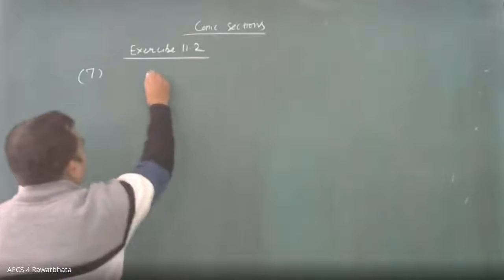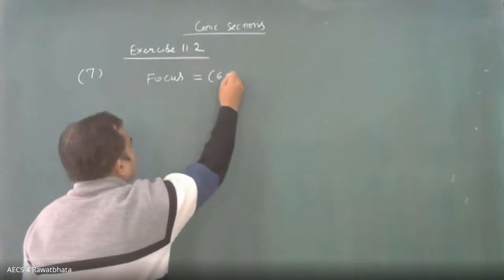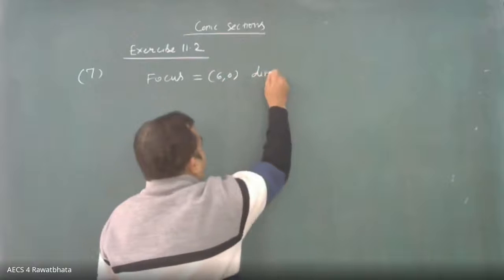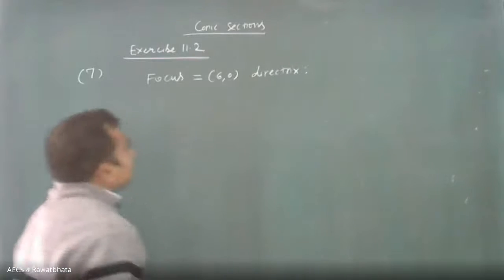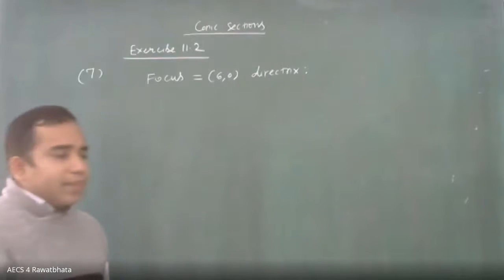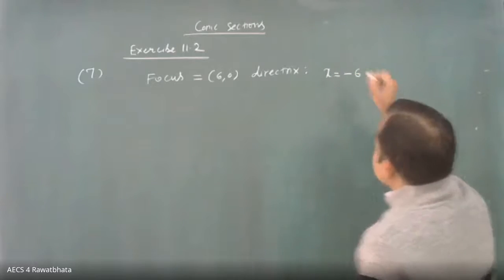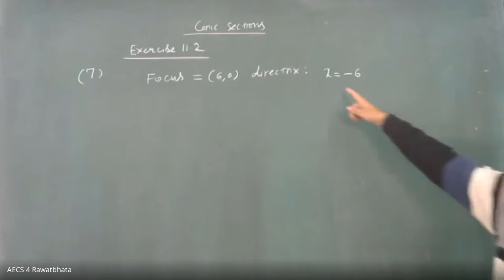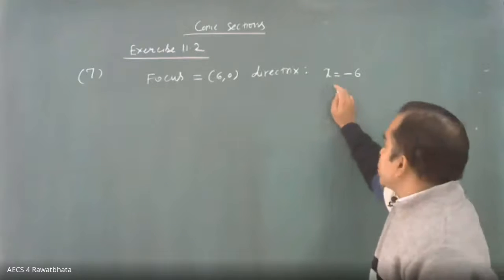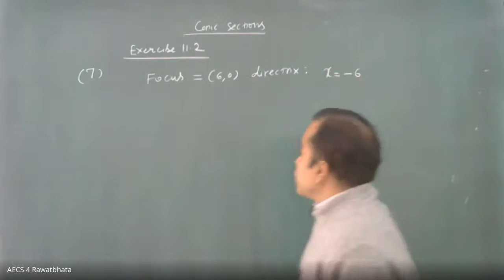Focus is 6, 0 and directrix is x = -6. Oh, no, Edwin, directrix is not a length that you are telling. Directrix is an equation. So x equal to -6, and the left side has very much importance. X equal to -6, you should say.